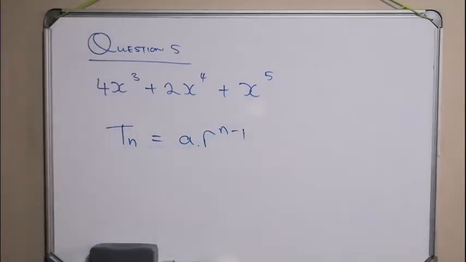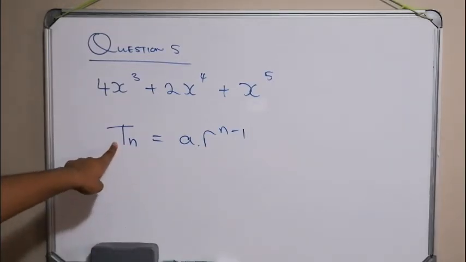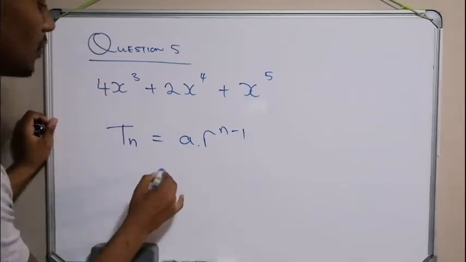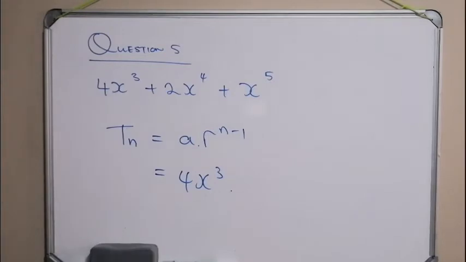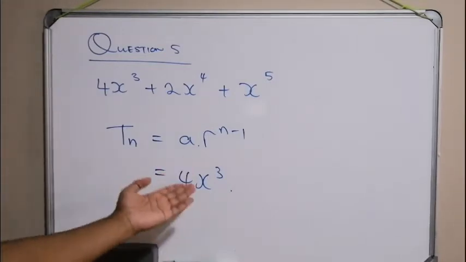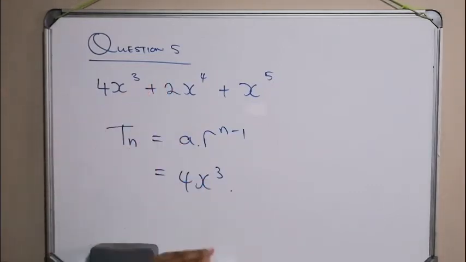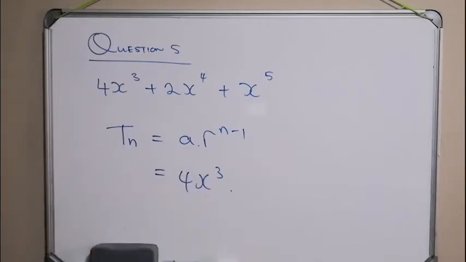So as you can see, the request was for a general formula. That's why I have Tn. And because I know this is a geometric pattern, I'm using the geometric Tn formula. Now, a is just the first term, so that would be the 4x to the power of 3. And they asked me to leave my answer in terms of x, and that's why you see there's an x there. I'm not trying to solve x or do anything fancy. I just have x in my answer because that's what's required.